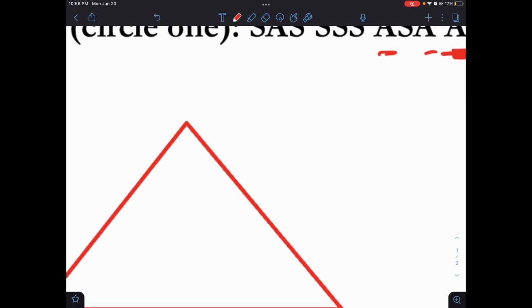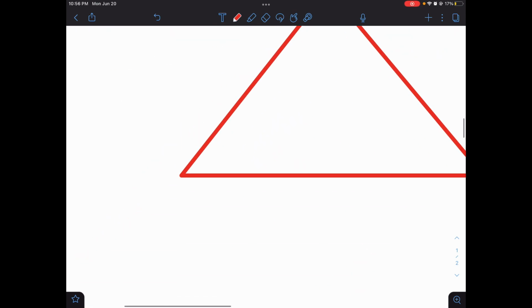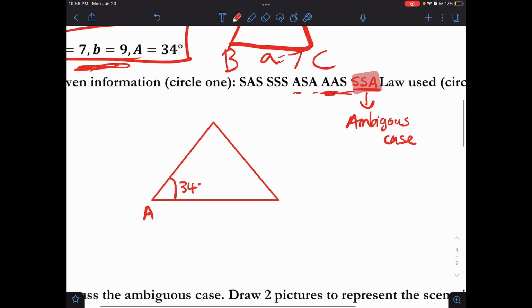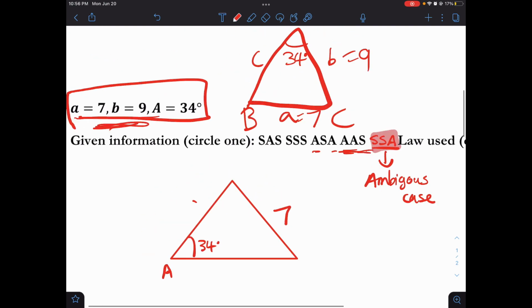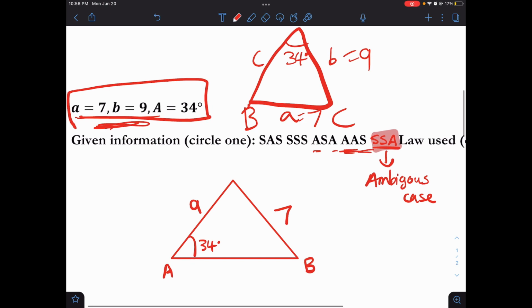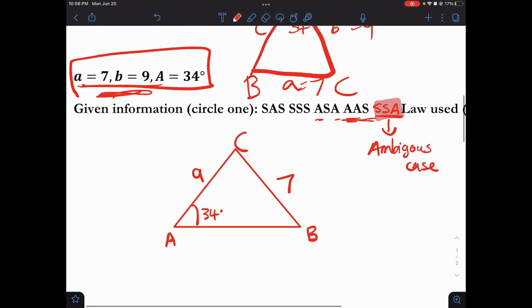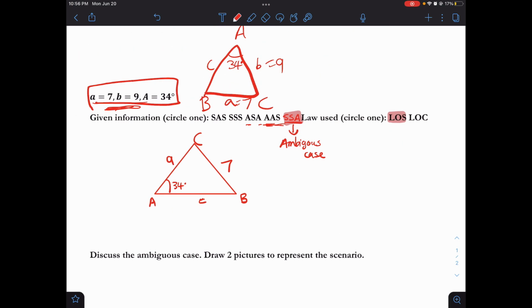We know that A is 34. So let's make A right here, 34. Then we're given the opposite side, so 7. And then we're given B, which let's make right here. That's B, and then that's C, and this is capital C, the angle C, and this is the silent C. Okay, now we're given that, right?